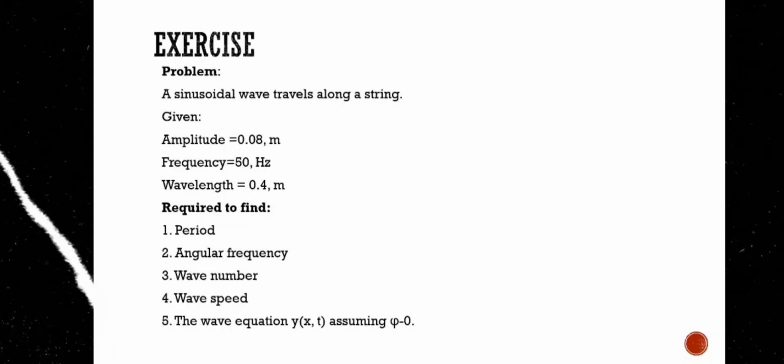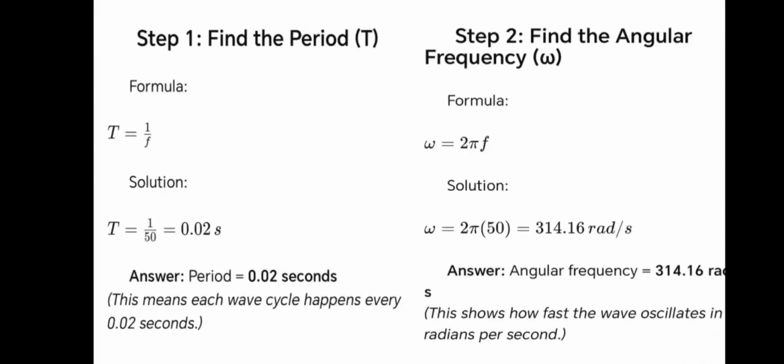Now, let's start solving our sinusoidal wave. Step 1. Find the period. The formula of our period is T is equal to 1 over frequency. So here's our solution. T is equal to 1 divided by 50, where 50 is the frequency. When we divide it, the answer is 0.02 seconds, which means each wave cycle happens every 0.02 seconds.